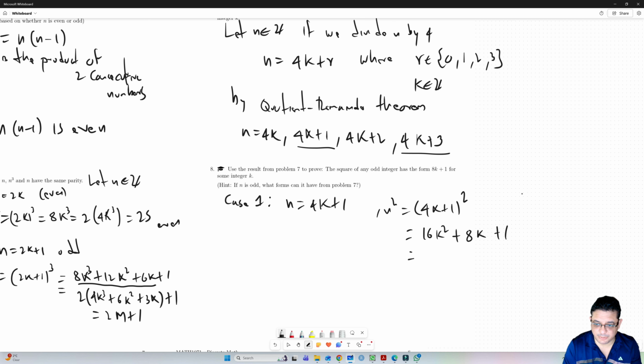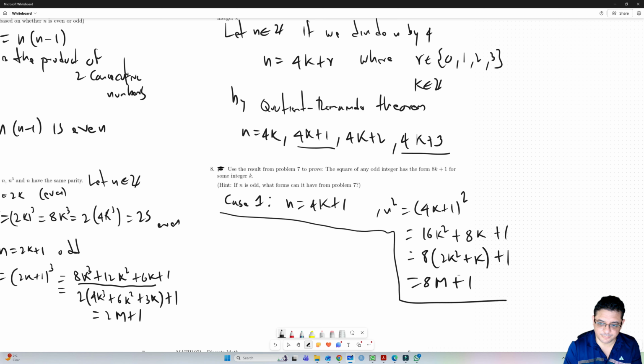And so you can see that we can factor an 8. And this is going to be 8 times 2k squared plus k, plus 1. And so this is going to be 8 times an integer m, plus 1. So it has the shape that we assume. In case 2, if n is 4k plus 3, we do the same thing. So n squared is just going to be 4k plus 3 squared.